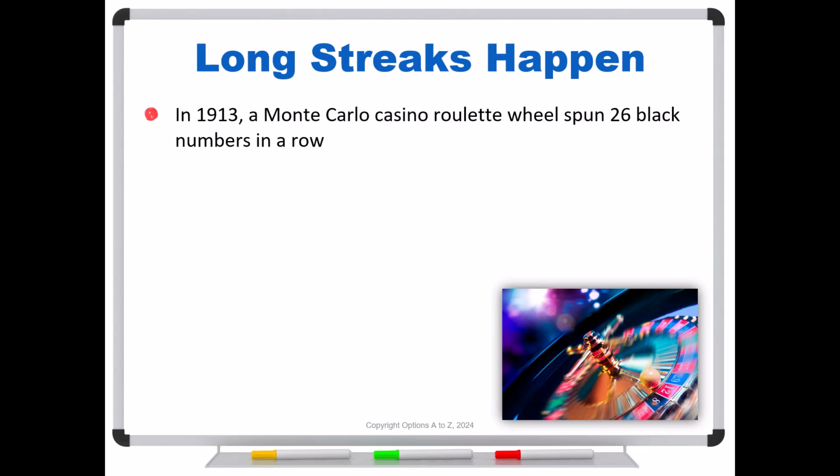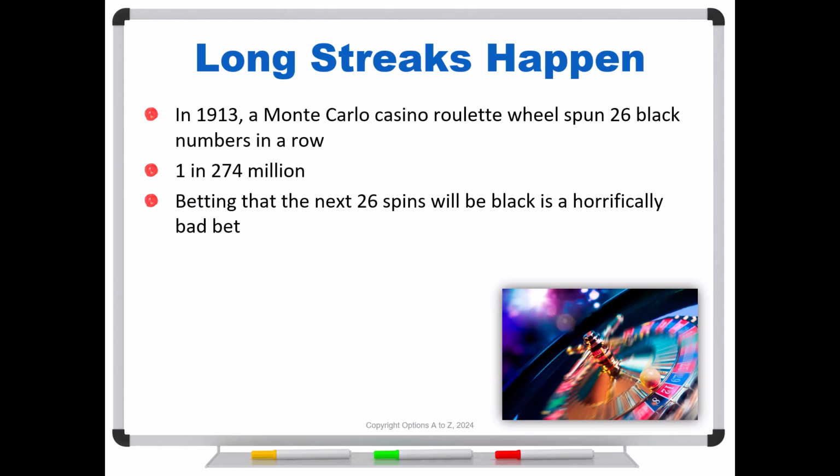Back in 1913, a Monte Carlo casino roulette wheel spun 26 black numbers in a row. Now that's on the order of about 1 in 274 million for that to happen. So if you were to sit down at a roulette wheel and take a bet that the next 26 spins will be black, that is a horrifically bad bet. But notice where you're starting the counting point from right now. On the other hand, believing that it can't happen over time is an equally bad idea.